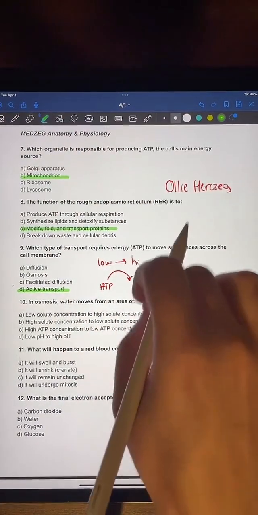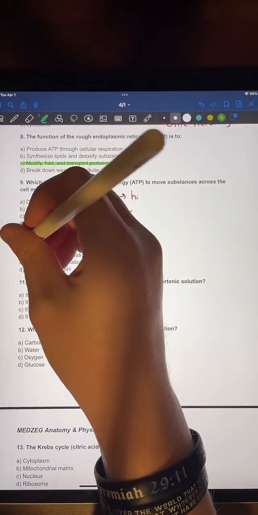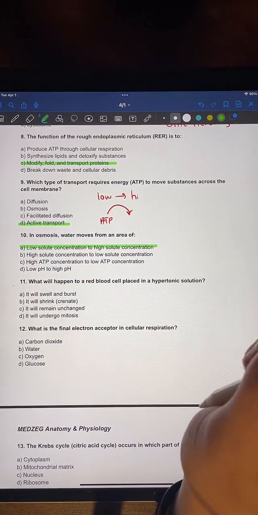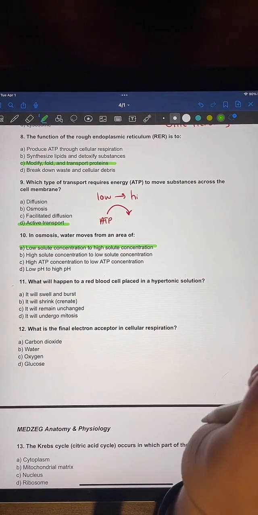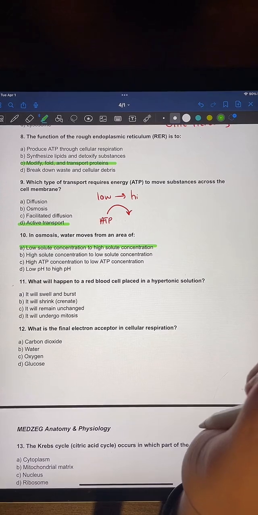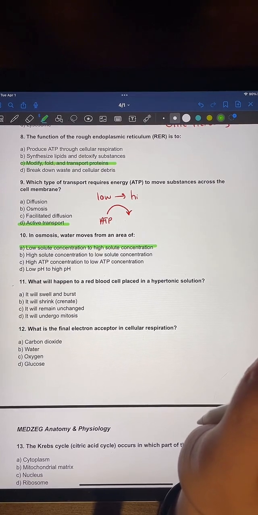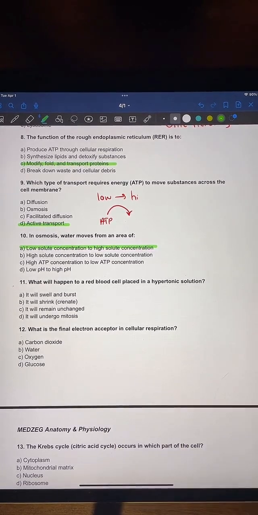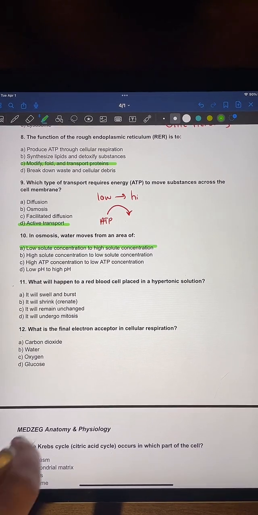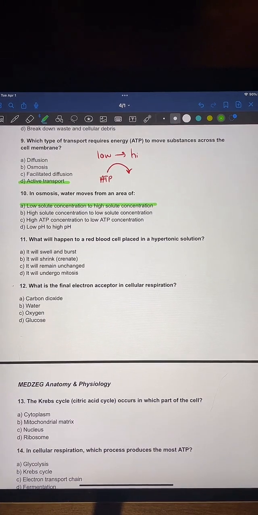Let's explain. The answer to number 10 is A. It is low solute concentration to high solute concentration. Osmosis is a passive movement of water molecules across a semi-permeable membrane from an area of low solute concentration to an area of high solute concentration. The answer choice B, high solute to low solute: the solutes do not move. The water moves instead. So it's from low to high. Hopefully that made sense.